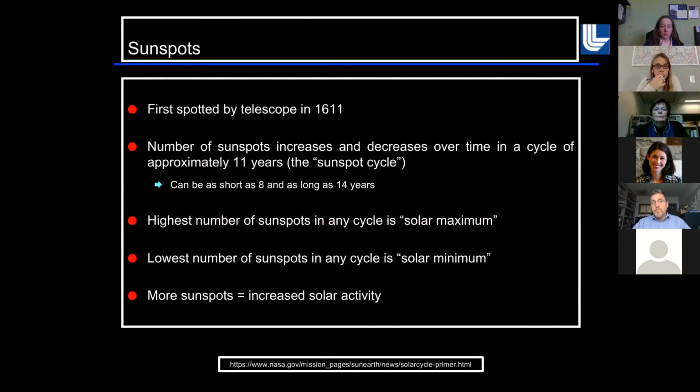The bottom line here is that they're related to changes in sunspots on the sun's surface. And we've been measuring sunspots since the 1600s. When you have a very large number of sunspots, that's called solar maximum. A small number of sunspots is solar minimum. And more sunspots mean more solar activity and more of the sun's energy arriving at the top of the atmosphere.